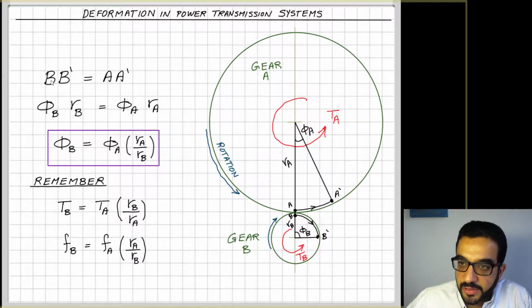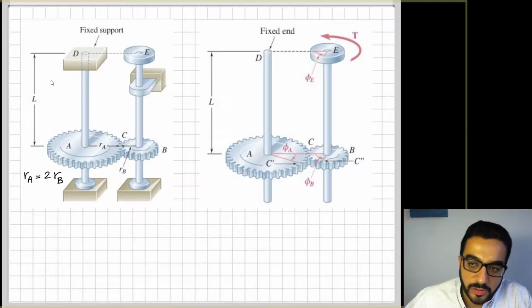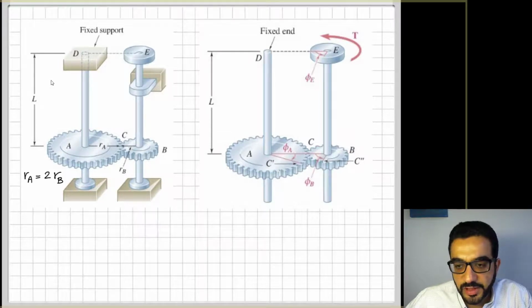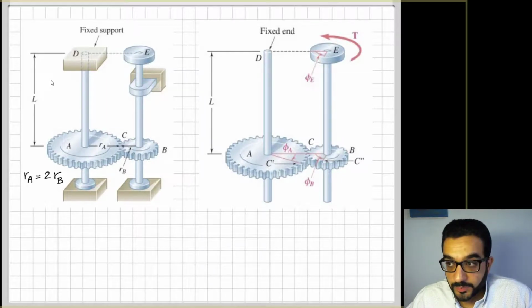So let's see that now, this deformation in a little bigger system. If I have here two shafts, shaft AD to the left and shaft BE to the right, and these two shafts are connected through the gears A and B with two different radius values. So RA is equal to double RB.